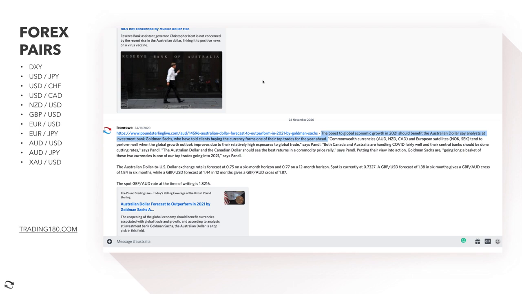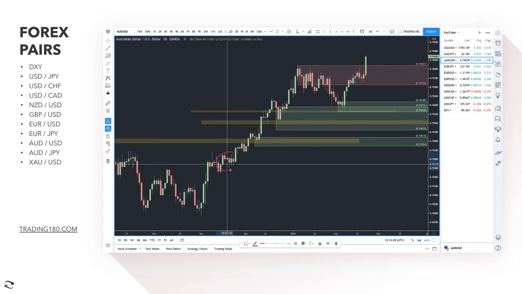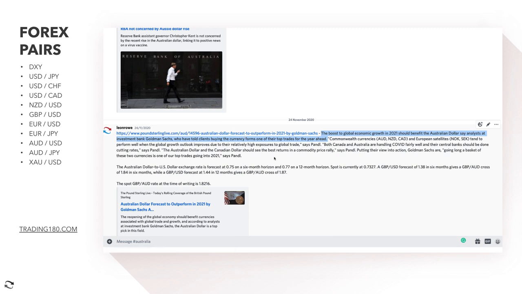It's no good just reading what analysts say. You have to understand why that play is likely to take shape. So from the 24th, you've seen pretty much what happens here. And again, nowhere will you see him mention anything to do with Elliott wave or any kind of Fibonacci trades. It's all fundamental analysis. He talks about Commonwealth currencies tending to perform well when the global outlook improves, due to their relatively high exposure to global trade. Both Canada and Australia are handling COVID fairly well, and their central banks should be done cutting rates. All fundamental analysis, nothing to do with the technicals.